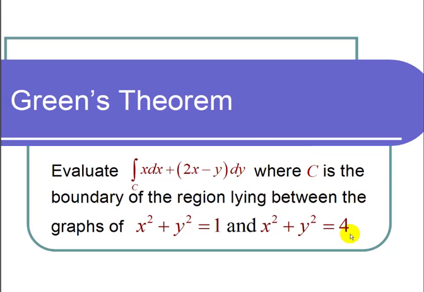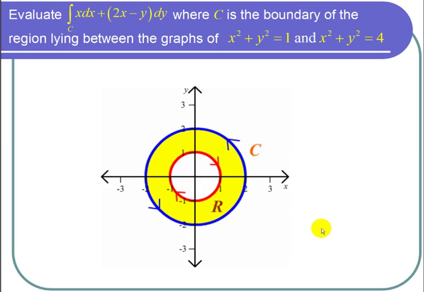So we can sketch the curve C, and we get these two circles. I'm going to assume that they meant that the outside circle is oriented counterclockwise, and the inside circle is oriented clockwise. The outside circle is of radius 2, and the inside circle is of radius 1.